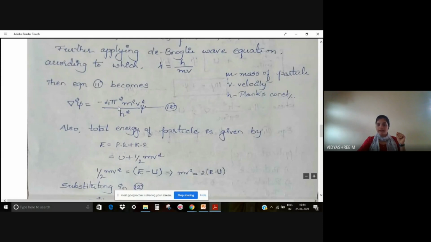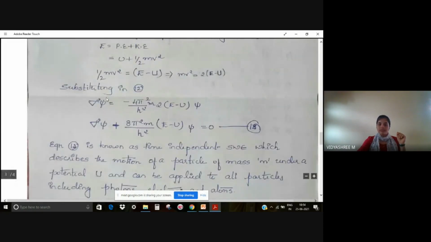Why this adjustment? Because we have mv square in our equation 12. We will rearrange the expression for total energy and obtain mv square. mv square is nothing but 2 into E minus U, 2 into total energy minus potential energy. Now this value for mv square will be substituted into equation 12, so that we get del square psi is equal to minus 4 pi square divided by h square into m into 2 into E minus U psi.